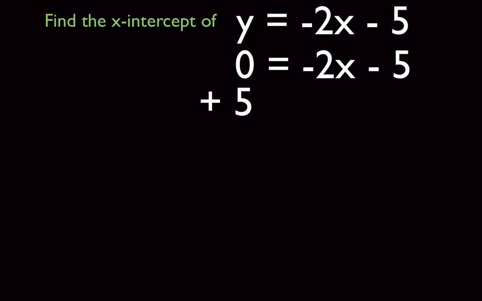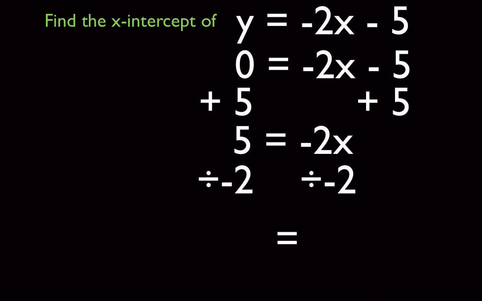Adding 5 to both sides, and then, of course, dividing by negative 2. The reason it works is because those are the steps you do anyways. So as you can see, we end up with those steps, and we end up with negative 5 over 2.